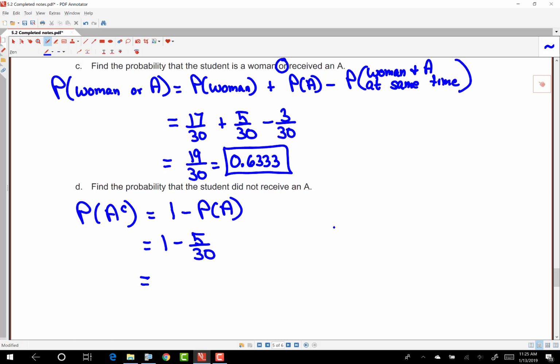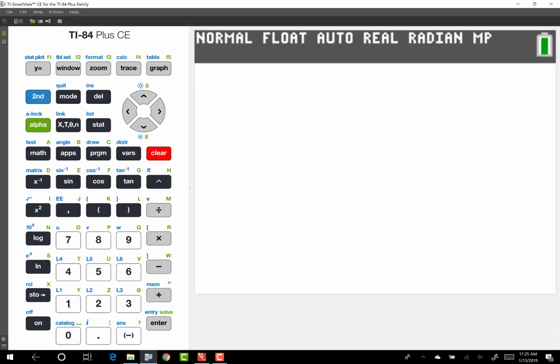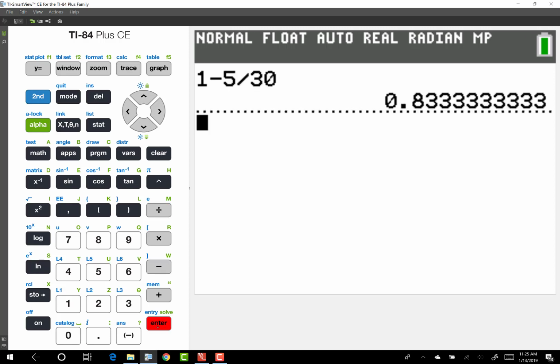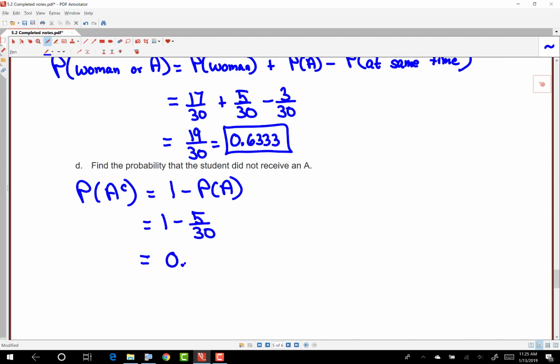And you don't have to be super good with fractions. You can just type it right in your calculator. 1 minus 5 out of 30 is going to give you the decimal equivalent. So it's 0.8333. And so that's the probability that one randomly selected student did not have an A.